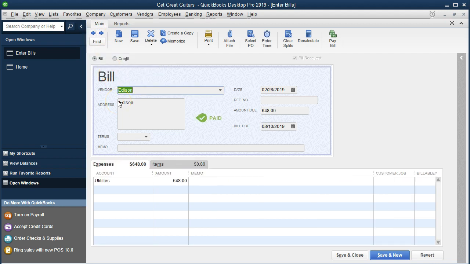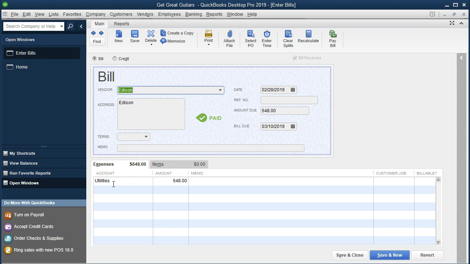This was to Edison. We're entering the bill. It looks like a check, but it's a bill. And we're going to enter it to Edison here, and the other side's going to go to utilities. So what that's going to do is it's going to increase the accounts payable one side, and the other side's going to be utilities expense. That will always be the case.